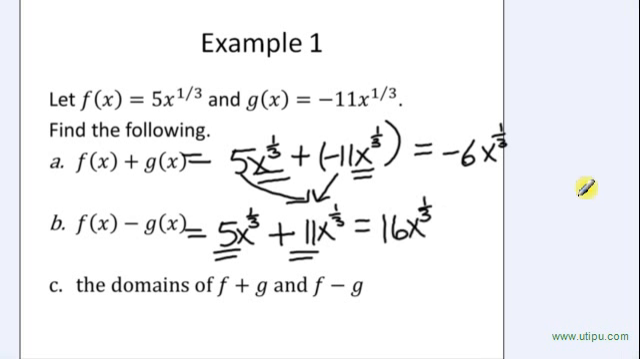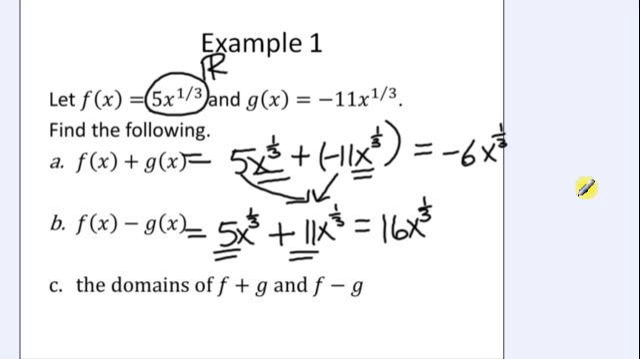Then we're asked to find the domains of f plus g and f minus g. Well, let's look at the original. The cubed root of x. Well, I could take the cubed root of a positive number or a negative number or 0. I could take the cubed root of a fraction or a decimal, so I'm not limited in the domain at all. Domain would be all real numbers.